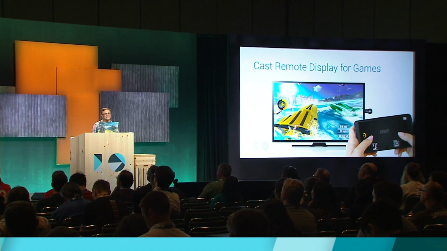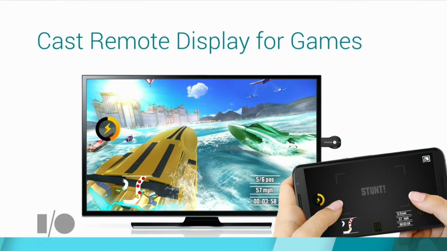Like imagine a racing game where you can use your phone with its tilt sensor like a steering wheel, and your phone's fancy quad-core GPU chip with a gazillion processors is powering the game on your giant TV screen. And so for these kinds of cases, we are introducing the Remote Display for Games SDK for Cast. And this will let your phone write to your Cast device as if it were sort of another display on the device.